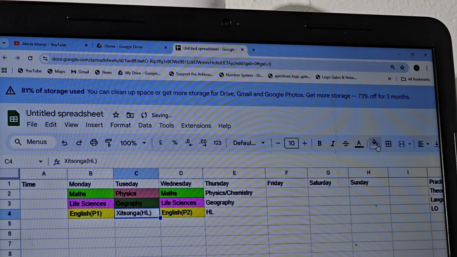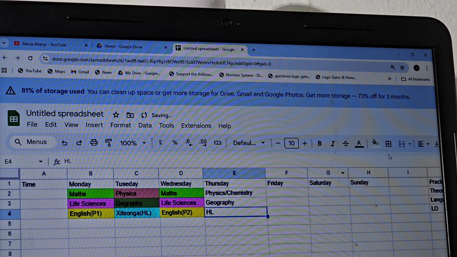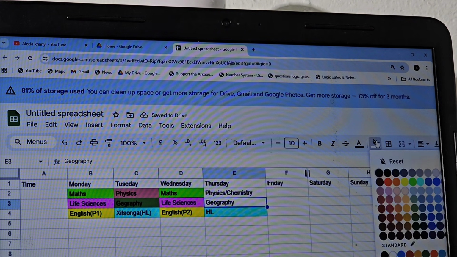That's basically it. And then too dark. Let's lighten it a bit. Okay, that's fine. Then geography.